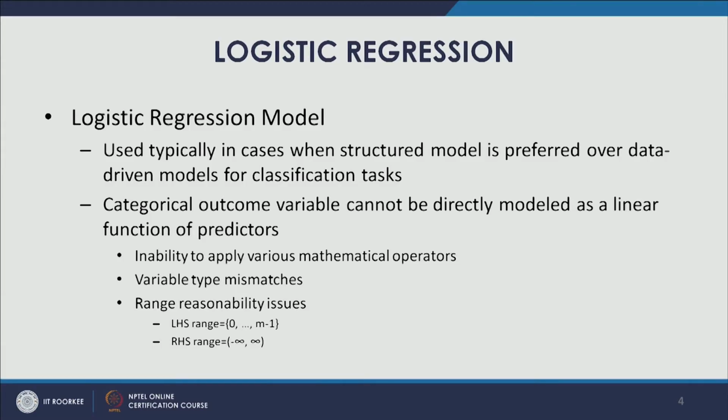The first is the inability to apply various mathematical operators. Because your categorical variable could be a nominal variable, and more often than not the categorical outcome variable we use is nominal, as we have already discussed in one of the lectures, only two operations can be performed, equal to and not equal to, and therefore linear modeling cannot be applied. Now, variable type mismatch is also obvious: the outcome variable is categorical, and in the set of predictors we might have continuous and categorical variables. So interpretation and modeling are mismatched there.